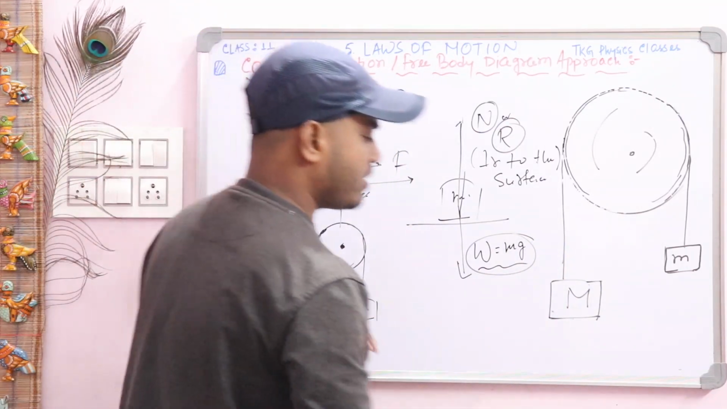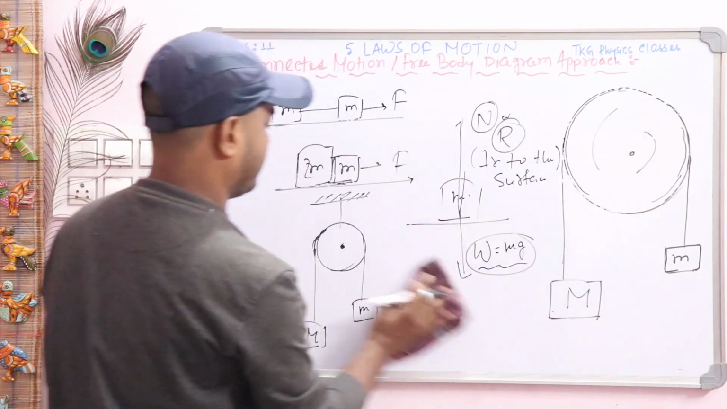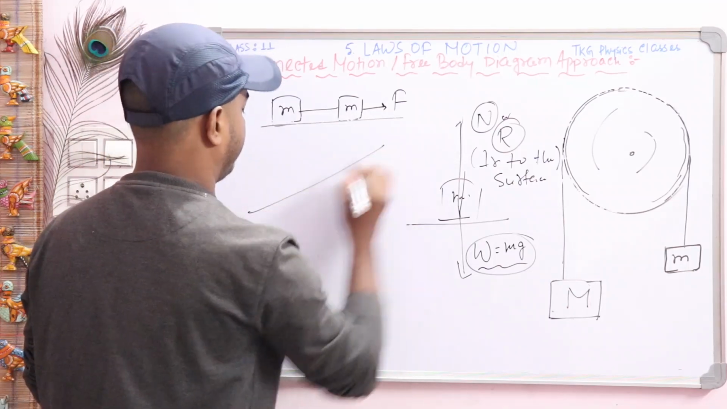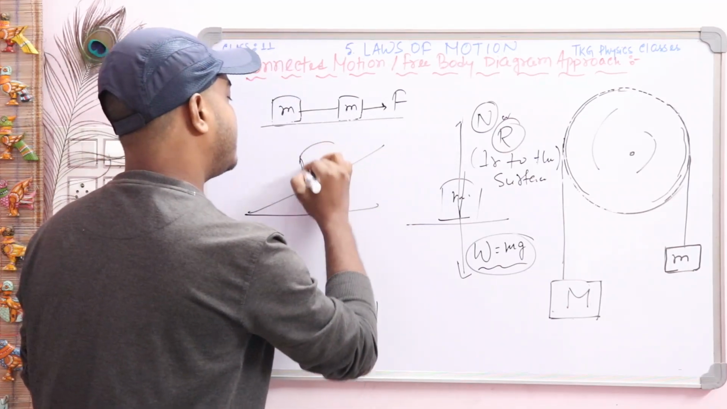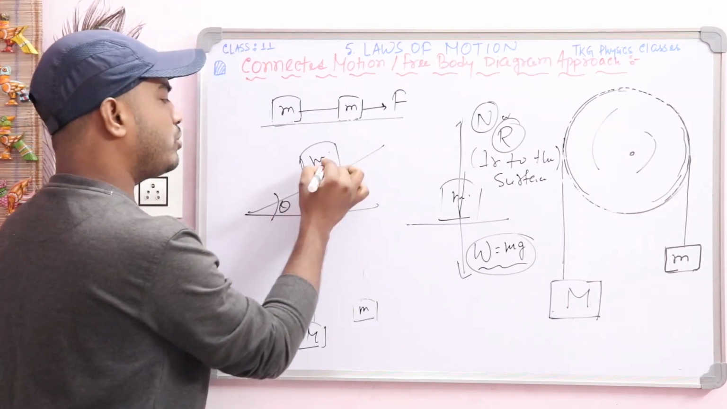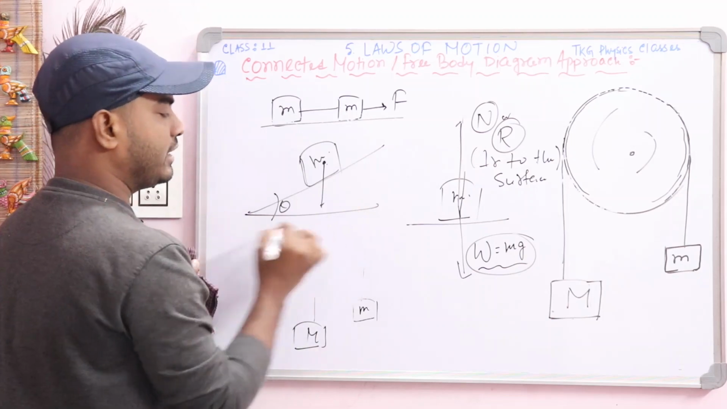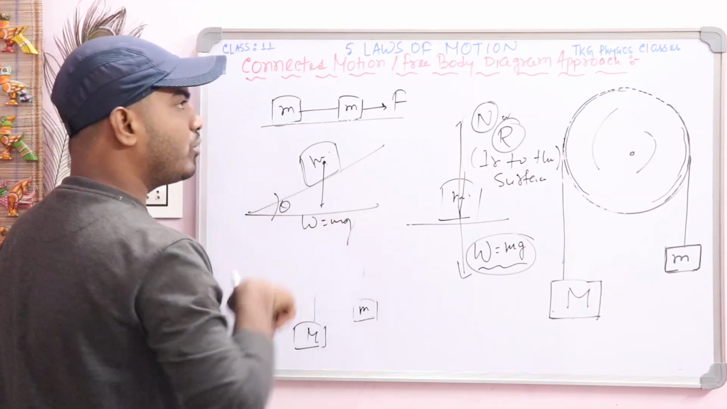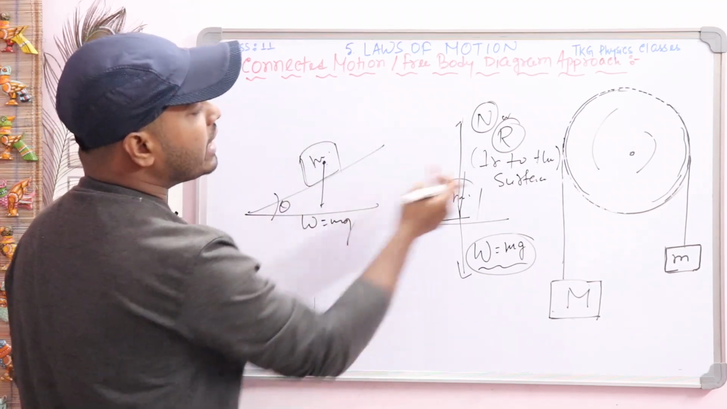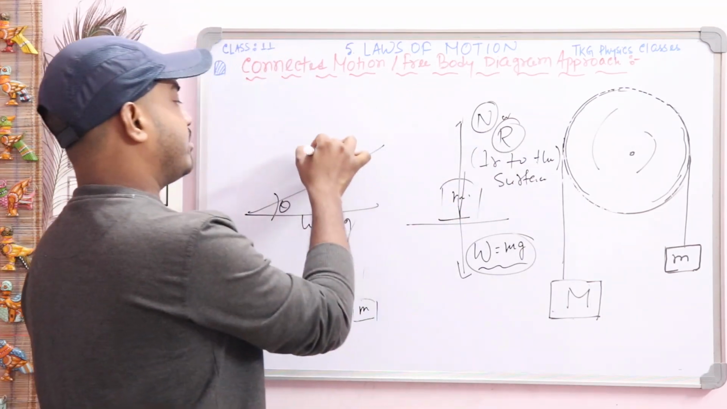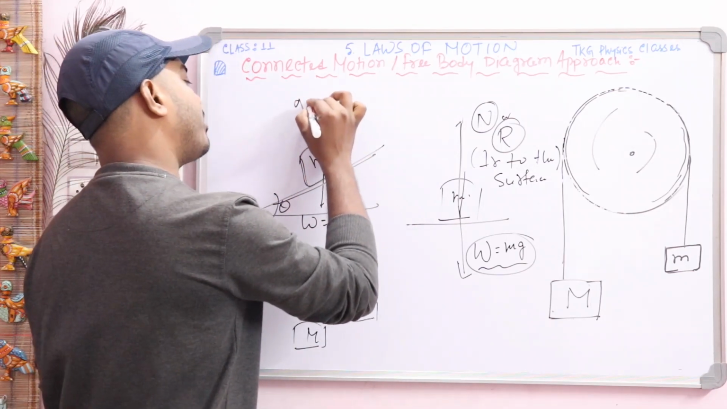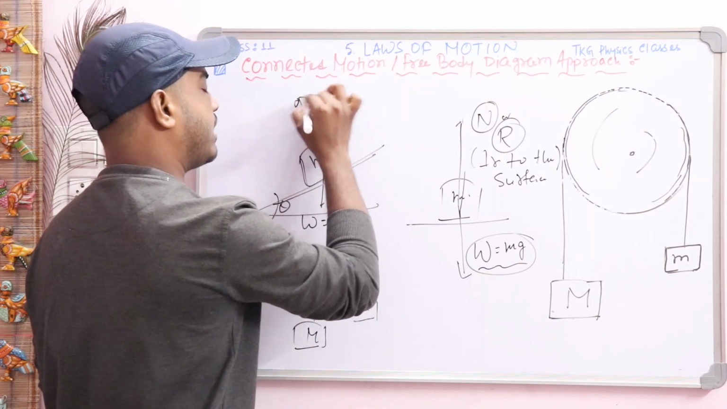Suppose the body is placed on an inclined plane, like this way. This angle is theta. Here also the weight of the body, W equal to mg, is directed vertically downward. But you know the direction of the normal reaction force. This is the surface, so the normal reaction force, N or R, is directed perpendicular to the surface.